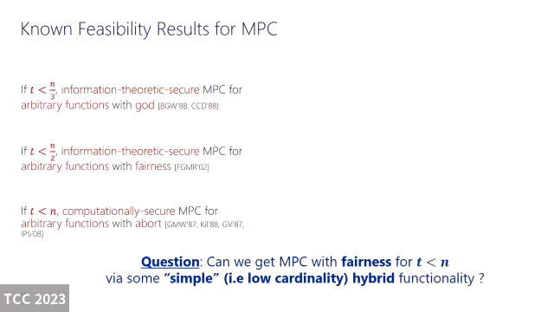So this motivates the following question: can we hope to get fair MPC for T less than n via some simple hybrid functionality? And by simple here, we mean low cardinality. Recall again, the cardinality means the number of parties involved in the functionality. And the reason we aim for fairness is because fairness is an important property desirable in many practical scenarios like fair coin tossing. And you might recall from Iftach's talk yesterday that fair coin tossing is impossible to achieve in the plain model for T less than n setting, as shown by Cleve.